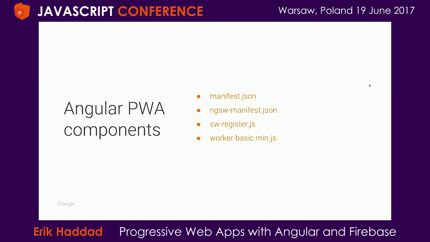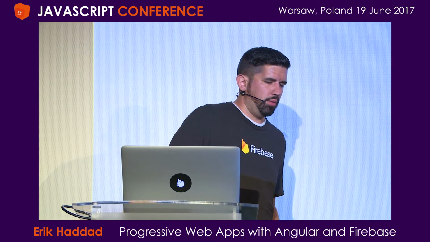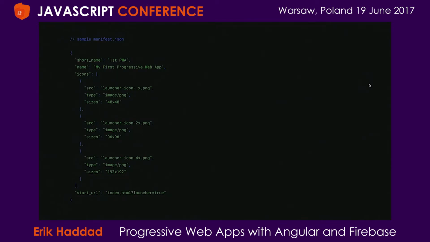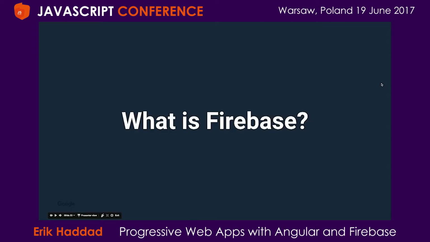All right, so to make your Angular application PWA compliant, these 4 things are the keys: manifest.json, NGSW manifest, SW register, worker basic. What does that look like? Manifest.json. We're specifying here a long name, short name, some rich iconography, so when you add to your home screen, that'll show up, and an entry point to your app. Now the NGSW manifest, a little bit more detail. You're pointing out all the assets and things that you want to cache offline, a little bit of routing, and some regex to help your app understand what's underlying.